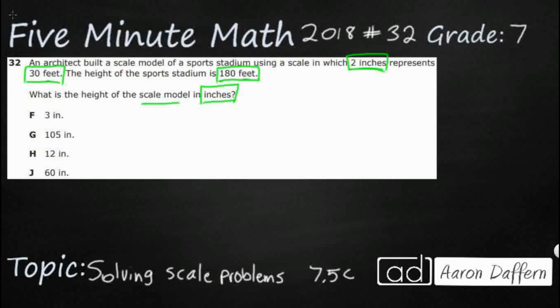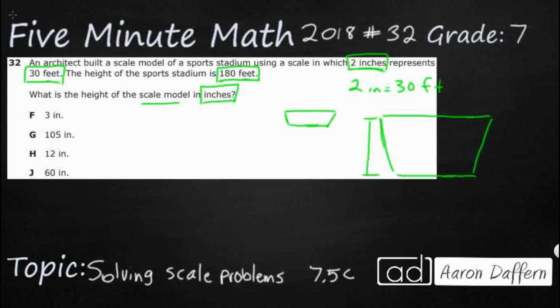So let me just draw a little visual here. Let's say my sports stadium kind of looks like this. So this might be my scale model, right? So we're using a scale model of 2 inches equals 30 feet. And so that might be the scale model, right? And so this might be the actual sports stadium, might be really, really large like this. And so we know that the height of the sports stadium is going to be 180. And so we're really just looking for this right here, that little height of that scale model, because you can't build it in full, because that would basically mean you're building another stadium. So how can we use this information here to figure out this missing height right here?